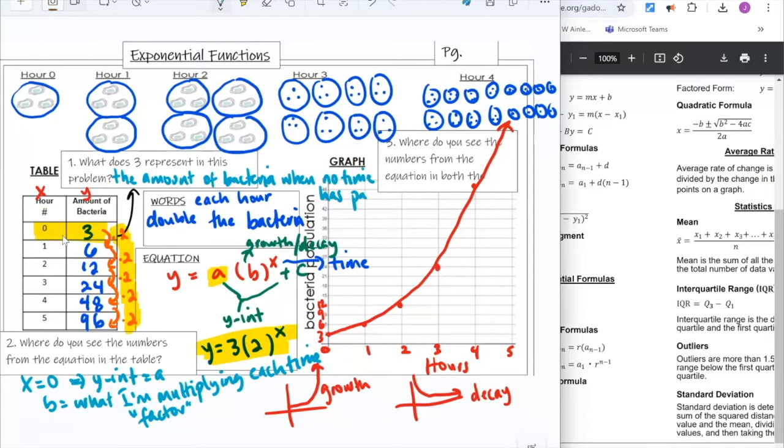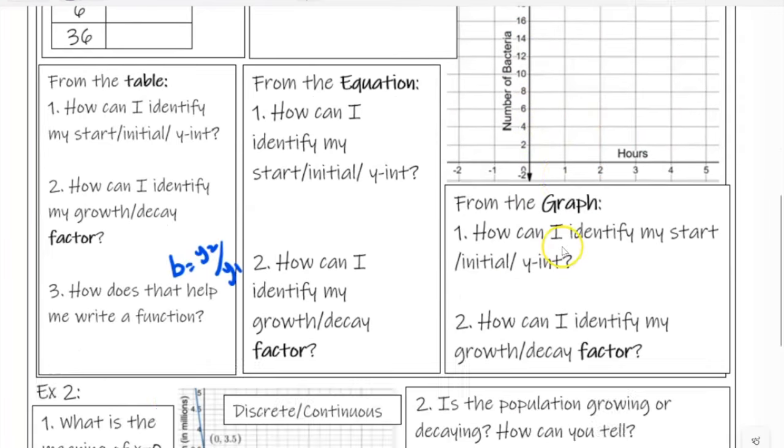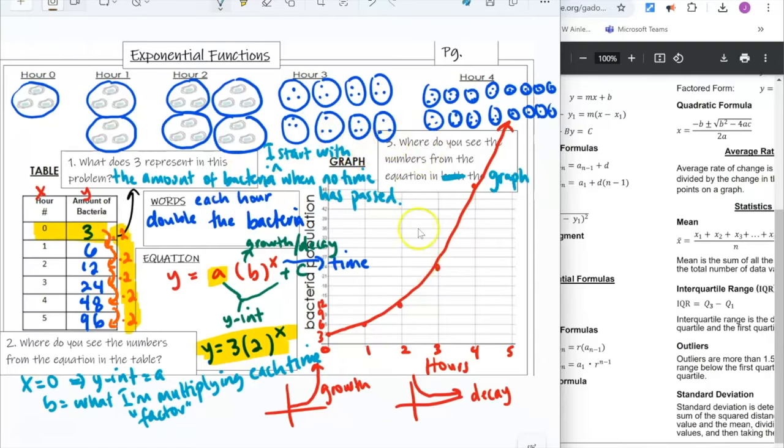As I explain my graph and where I get the numbers from, you're going to answer these 2 questions. How can I identify my start, my initial, my y? Then how can I identify my growth/decay factor? All right, so where do you see the numbers in this equation? So I'm looking for these numbers 3, 2 now in the graph. So in other words, whether I was given a table or a graph, I need to know how to write this. And then I'm going to show you how to use a calculator as well. All right, so where do I see number 3? I see number 3 right here. Right? So that's my y-intercept.